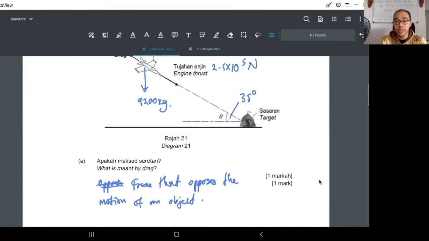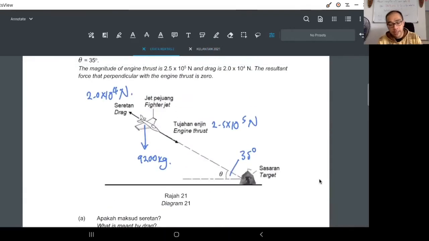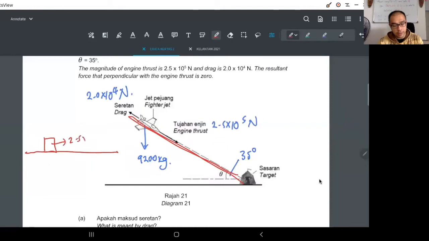In order for us to answer this, we need to imagine that this plane over here is flat. It makes it easier for us to see that. So let's say this is the plane, and this is where it is. The thrust is this way, 2.5 times 10 to the power of 5. The drag is this way, 2 times 10 to the power of 4. But the weight is this way, 9200 kg.